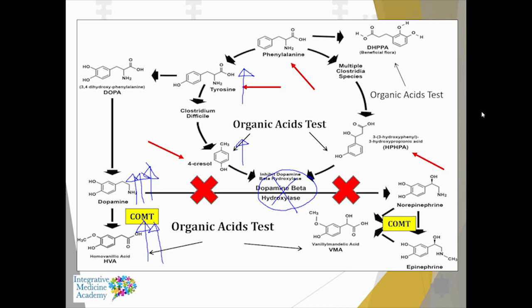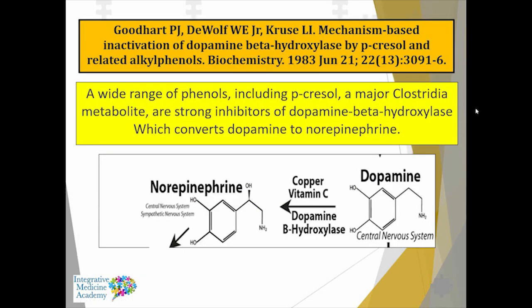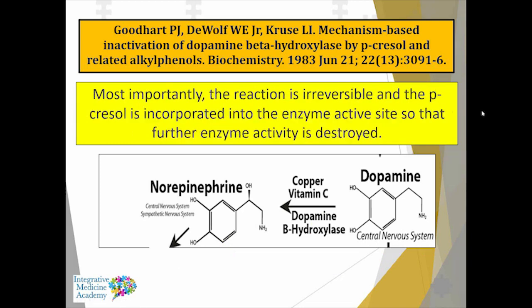These Clostridia bacteria produce, again, different toxins. A common one that Clostridia difficile produces is something called creosol. Creosol is also 4-creosol. Okay, and it is a strong inhibitor of dopamine beta hydroxylase. So it inhibits that converting enzyme, which converts dopamine to norepinephrine. That particular toxin, the creosol, once it binds to the active site on the enzyme, is irreversible. So basically, it just renders whatever dopamine beta hydroxylase enzyme it attaches to worthless.